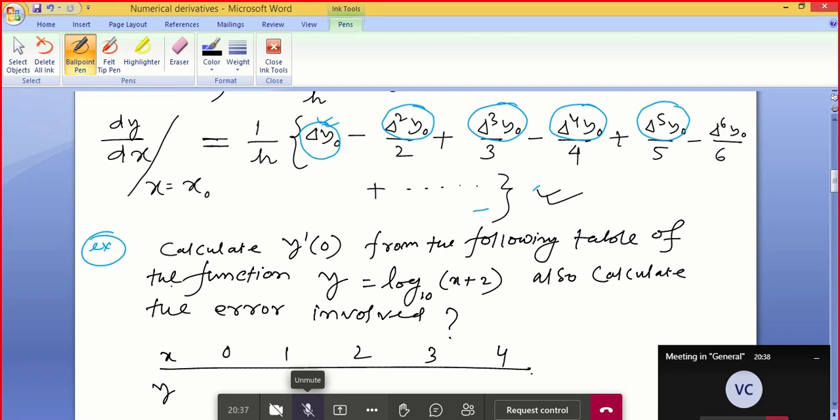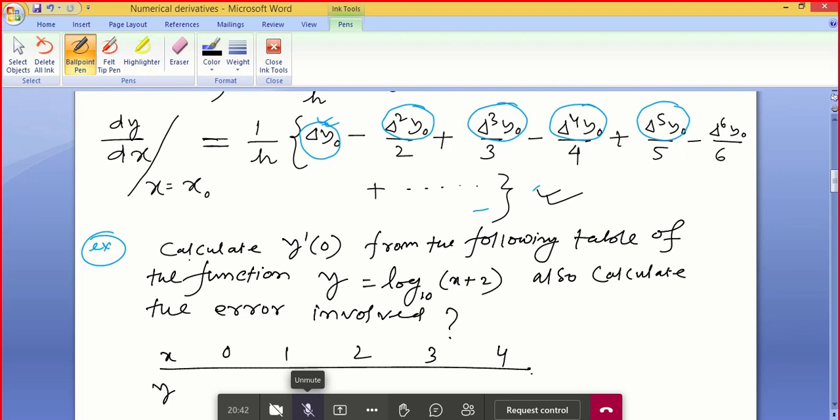And the corresponding y values are, okay, are you seeing? Is it visible? Yes sir, it is visible. 0.3010, 0.4771 at 2, 0.6020 at 3, 0.6990, and at 4 it is 0.7782. In this function, in place of x, you just put 0, 1, 2, 3 and 4, and you will get these values.